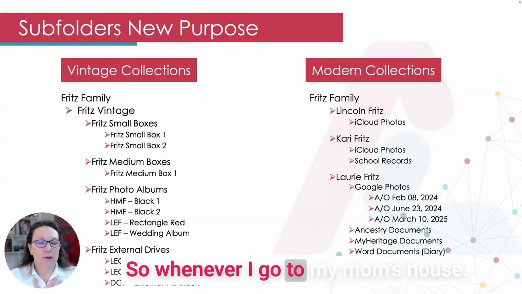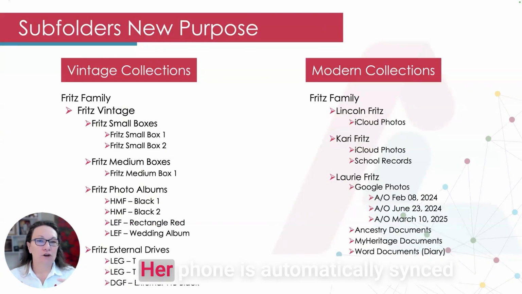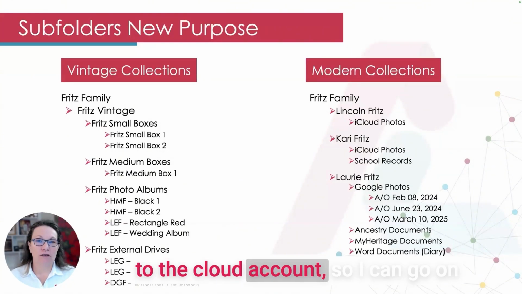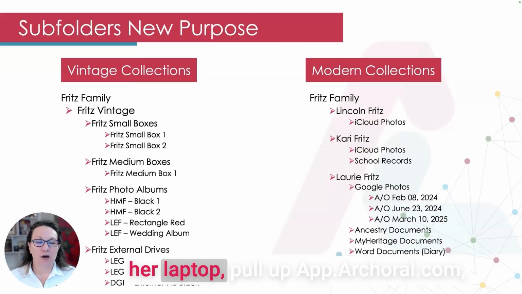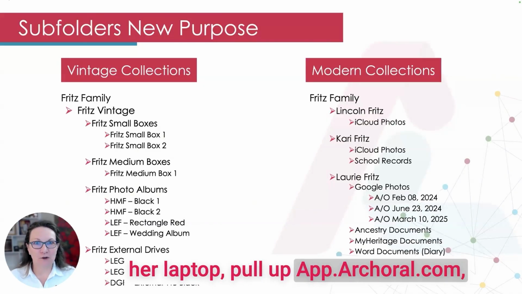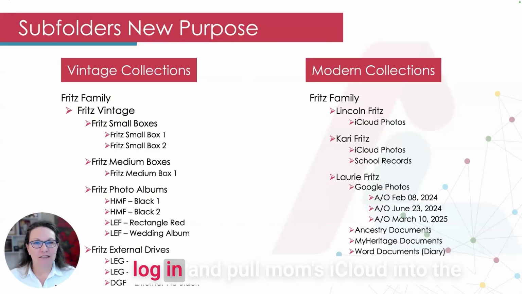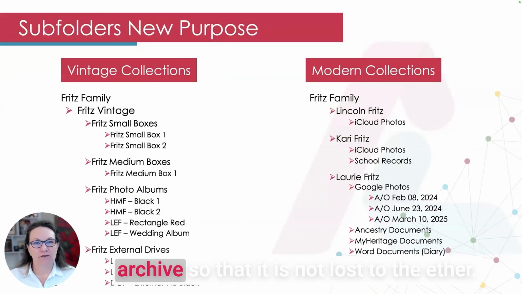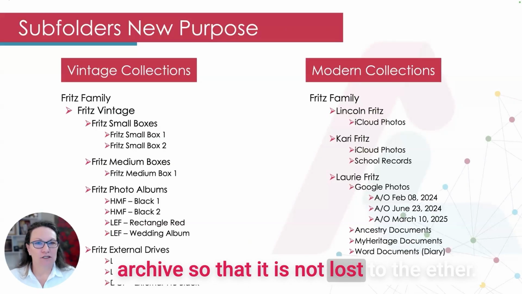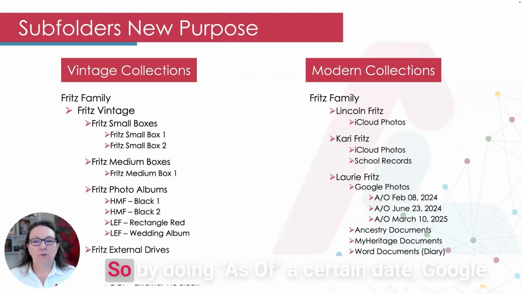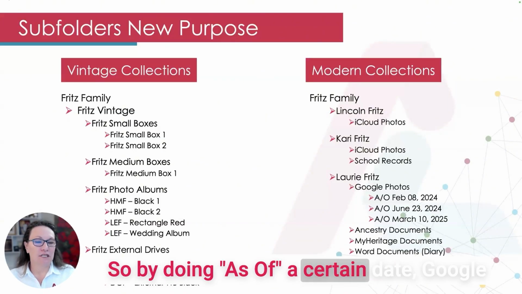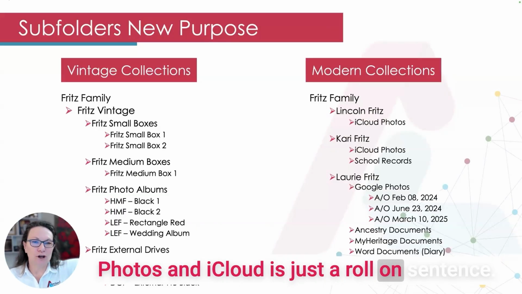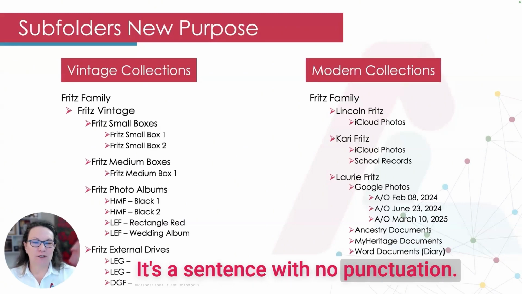So whenever I go to my mom's house, her phone is automatically synced to the cloud account. So I can go on her laptop, pull up app.archoral.com, log in, and pull mom's iCloud into the archive so that it is not lost to the ether. So by doing as of a certain date, Google Photos and iCloud is just a run-on sentence. It's a sentence with no punctuation.